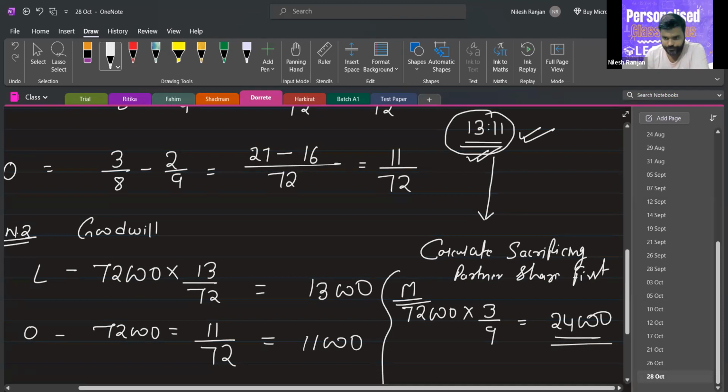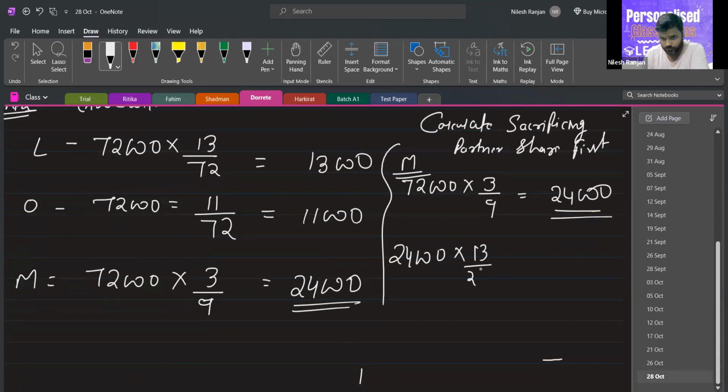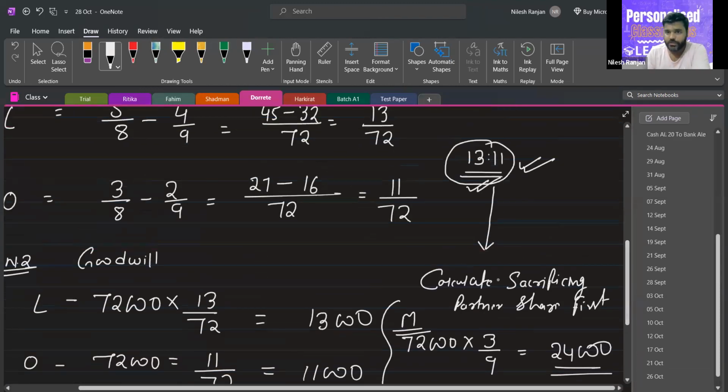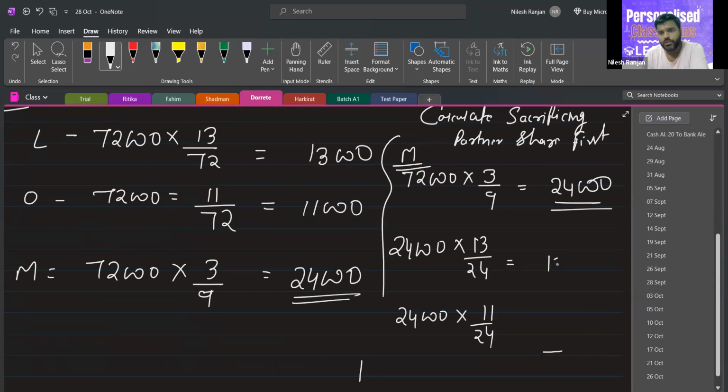So 24,000 into 13 divided by 24, and 24,000 into 11 by 24. 13 is to 11, 13 by 24, 11 by 24. So now you will get 13,000 and 11,000. You will see in both methods the answer is the same.